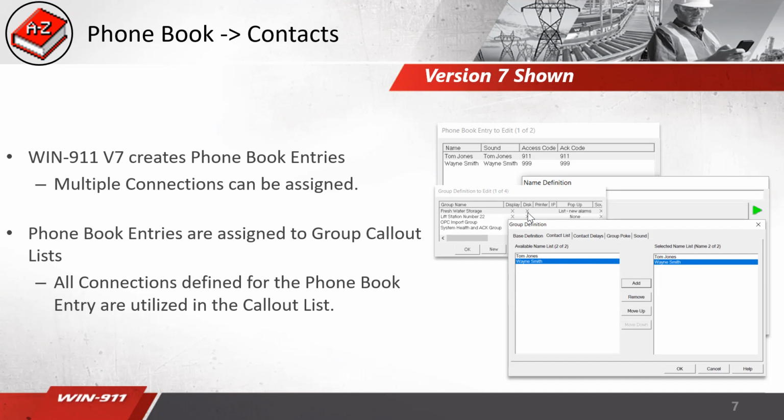From version 7, you had your phone book. Now in the newer code base, you have contacts. These contacts, previously, were a group call out that you would do. Now we can take these contacts and assign them to a different call out list.